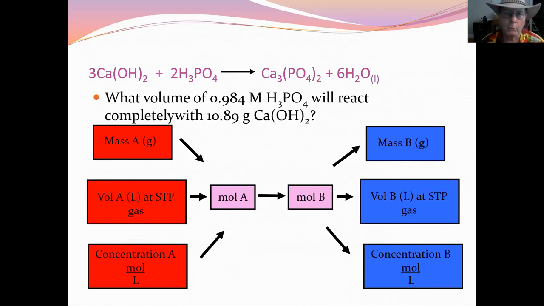What you want is the volume of 0.984 molar phosphoric acid that will react with an amount of grams of calcium hydroxide. Which one can you get moles out of? The calcium hydroxide. Then, once you get the moles of the calcium hydroxide, can you get moles of phosphoric acid? Yes. Once you get moles of phosphoric acid, you have the concentration of your phosphoric acid. Can you get the volume? Yes. Work on it. I'll be back in about 5 minutes, okay?